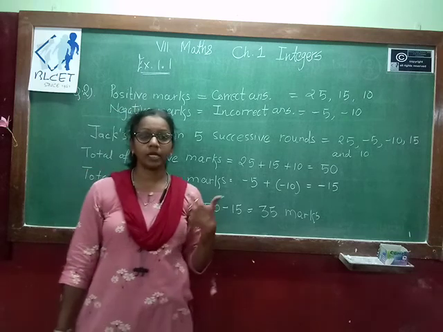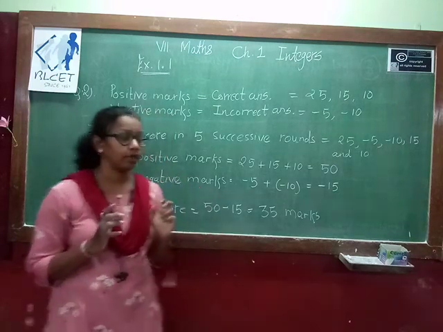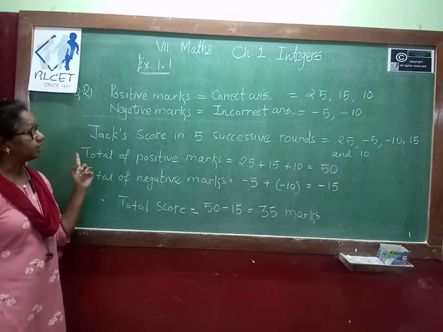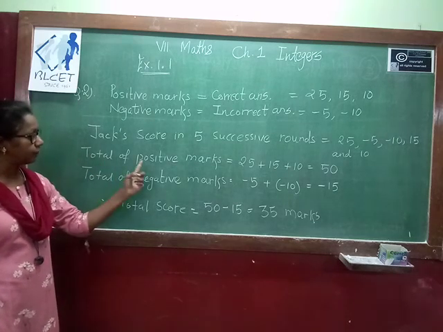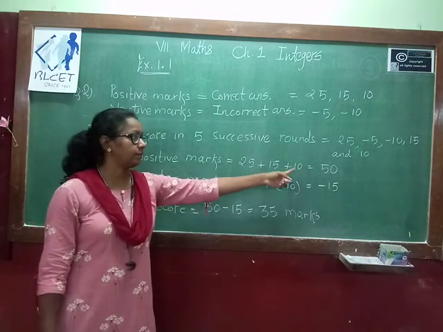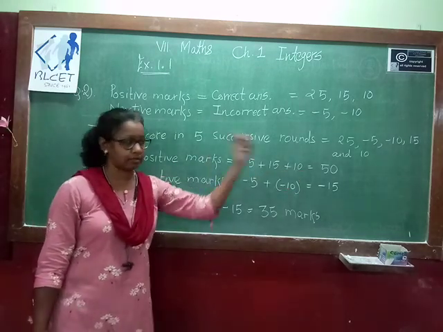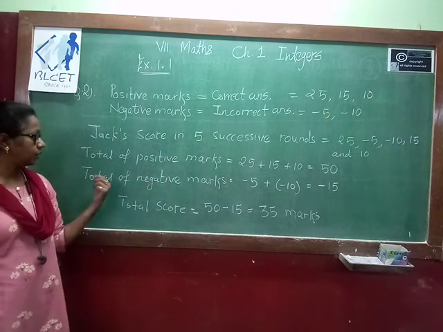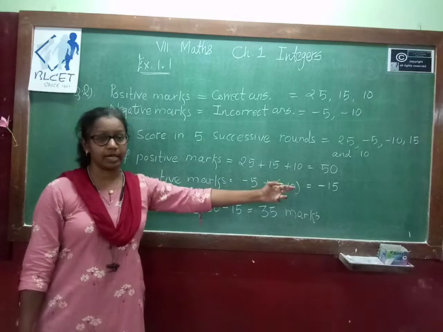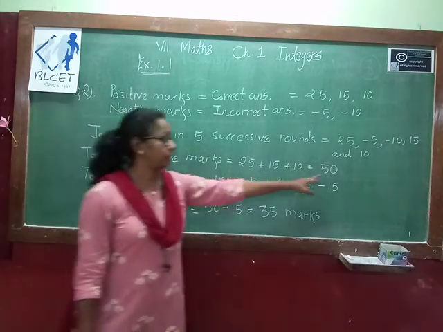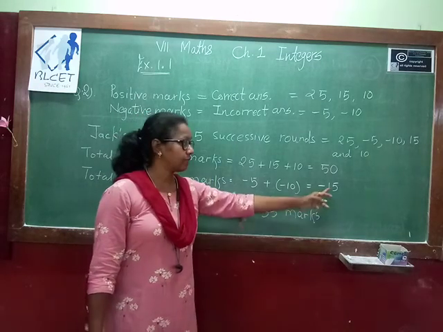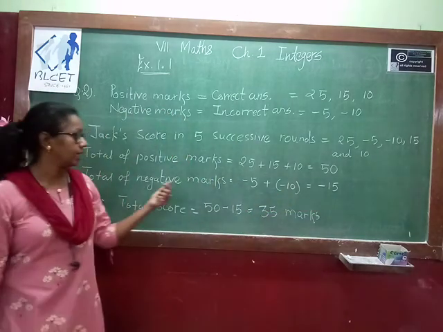Now at the end we have to find the total of his score. So what we do first, we add all the positive marks, that is 25 plus 15 plus 10, which will give you 50 marks. Then we total the negative marks, that is -5 -10, which will give you -15.